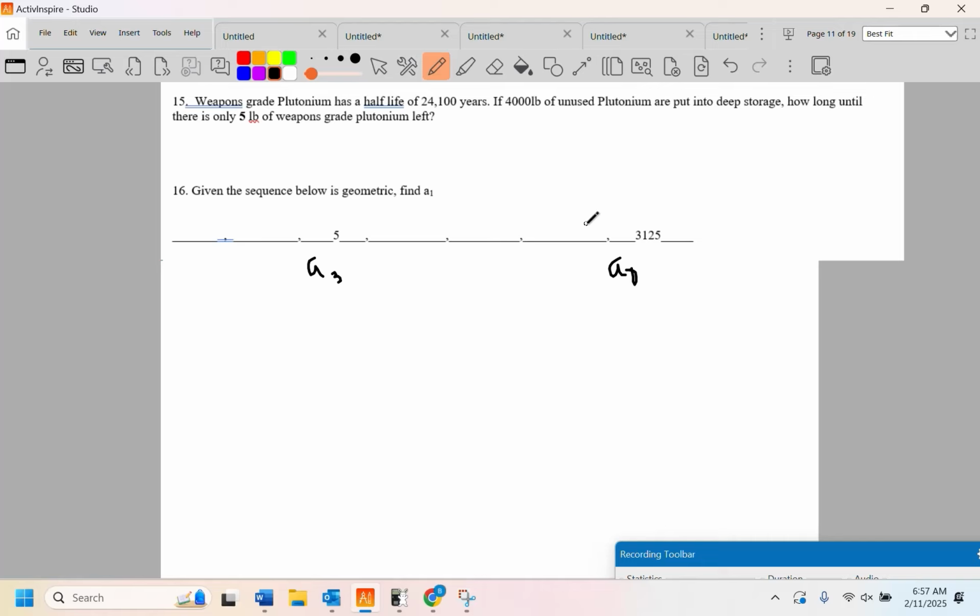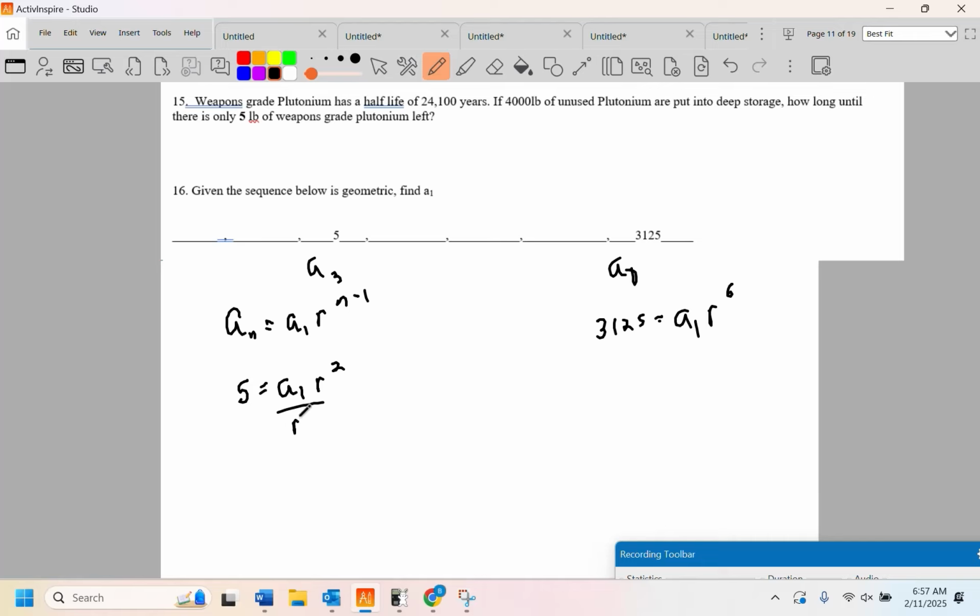But the fail-safe way of doing this is to think about the nth term of a geometric sequence. That is the fail-safe. So this guy's 5, and it must be equal to the first term times the ratio to 3 minus 1, which is 2. This guy is 3125, and it must be equal to the first term times the ratio, 7 minus 1 to the 6th power.